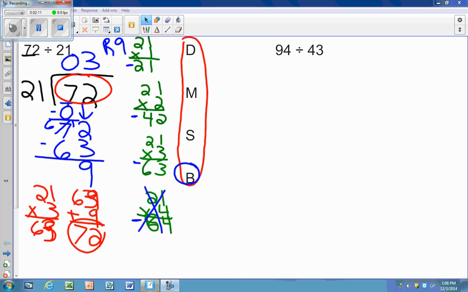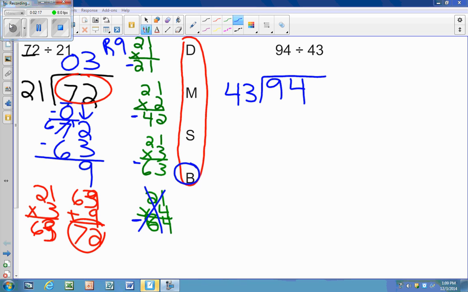Next problem that I'm going to do, 43 goes into 94. So first thing I ask myself, how many times can 43 go into 9? I know my answer is 0. And I bring down the 4. So I ask myself, how many times can 43 go into 94? Another way to look at this is like 40 over here. And how many times can 40 go into something maybe like 90? 4 can go into 9 2 times. So I'm going to try a 2 up at the top.